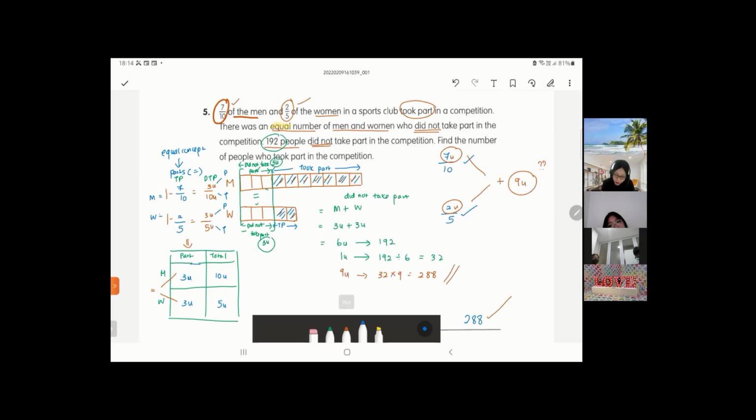Okay, so this is 3 units, right? So you know that there are 192 who did not take part, which means we are looking at the parts did not take part here. So the total of these two equals 6 units, and 6 units is 192. Then I want to find the number of people who took part. So took part will be back to this 7 unit, this one. Then you add these two together, equals 9 units. So it's going back to the same step. Okay, this is just without the model. Another method is with the model. So either way is fine. Okay.